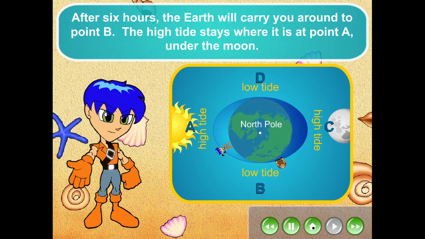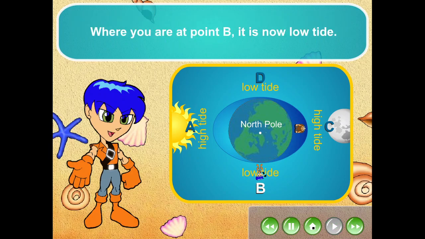After 6 hours, the Earth will carry you around to point B. The high tide stays where it is at point A, under the moon. Where you are at point B, it is now low tide.